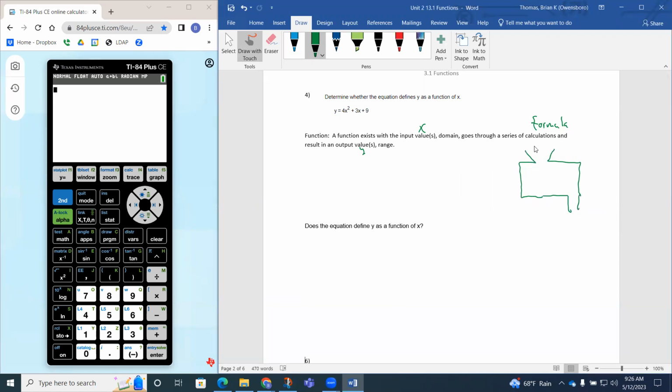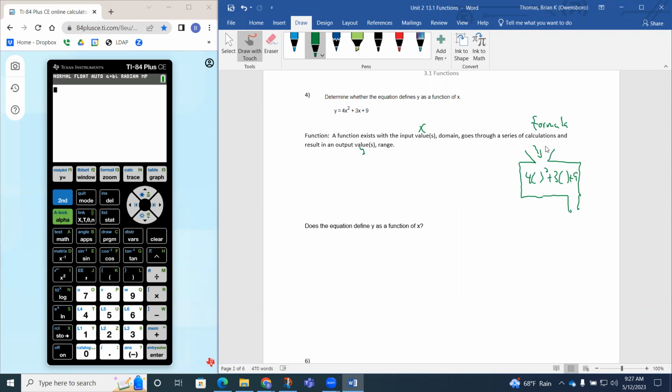So the x values have to go through here. Notice that there is this formula here. The x is being squared and then multiplied by 4. So you have this 4. The value is going to go in place of x. It's going to be squared. You're also going to be adding 3 times that value of x. And then you're also going to be adding a 9. So x is going to be going through those calculations there.